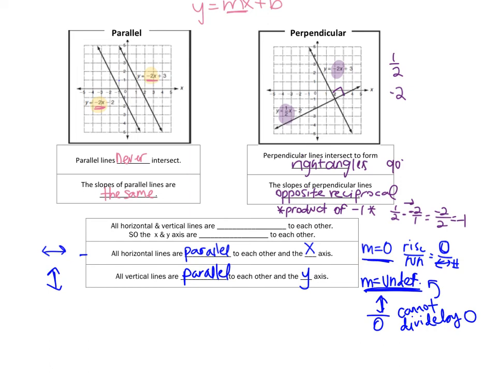And then last, but certainly not least, our last comparison. All right? All horizontal and vertical lines are perpendicular to each other. So anytime you have a horizontal and a vertical line, they are perpendicular. That being said, our x and y axis are perpendicular to each other. Okay?